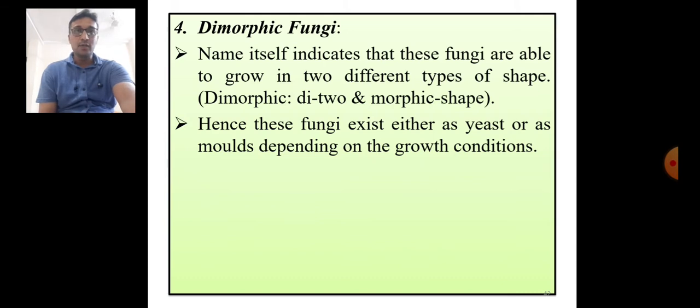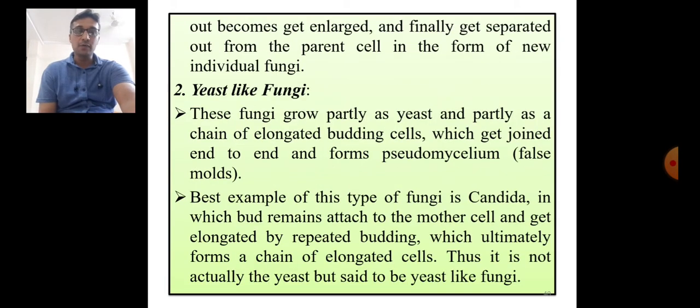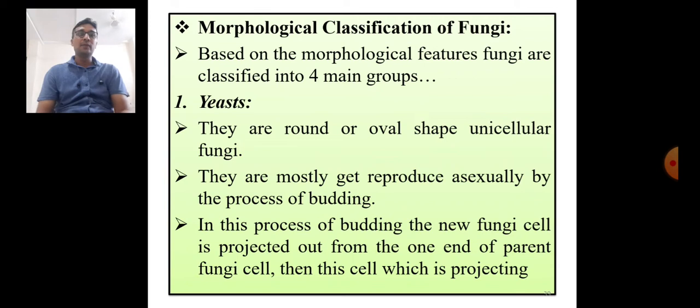So try to understand, student, in the last lecture we started with the morphological classification of fungi, and as I told you, morphologically fungi are classified into four classes. Yeast and yeast-like fungi, these two classes we have already covered in the last lecture. In the last lecture, the morphological classification of the first two types, that is the yeast and yeast-like fungi, was completed.